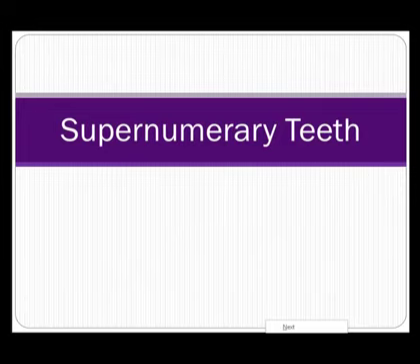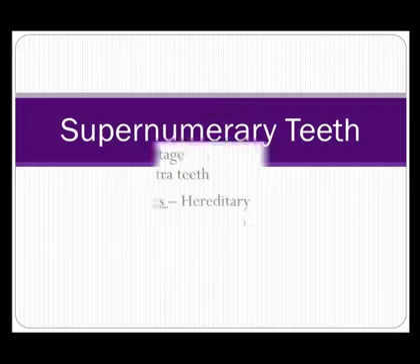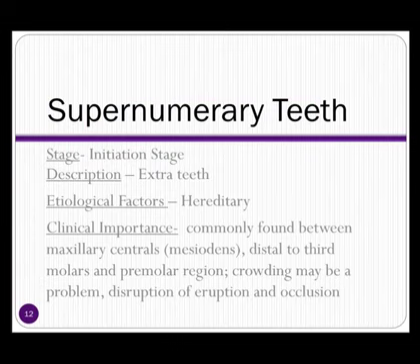Okay, supernumerary teeth. We can break down the word of our next developmental disturbance to find the meaning. Super means extra. Numerary means numbers, and then teeth. So we have extra numbers of teeth. Again, this happens in the initiation stage of tooth development. We can't have an extra tooth if there never was one there to form. These are also mostly hereditary, as are most of the conditions we're going to talk about today.